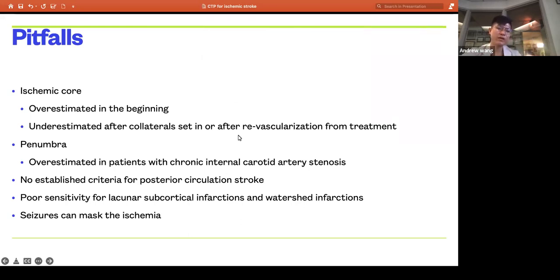In the early stage of stroke, the ischemic core can be overestimated, and at the late stage, approaching 24 hours after stroke onset, or after revascularization, the ischemic core can be underestimated. Penumbra can be overestimated in patients with chronic internal carotid artery stenosis. CT perfusion studies should not be used in patients with posterior circulation stroke. CT perfusion study also has poor performance for lacunar infarction and watershed infarctions. And remember that seizure can mask the ischemia on CT perfusion scan.